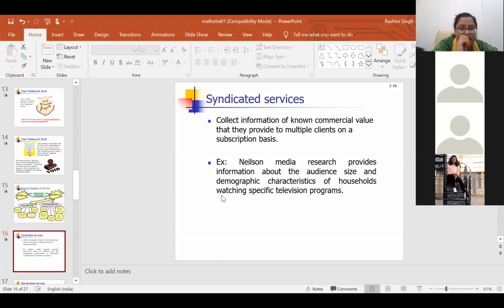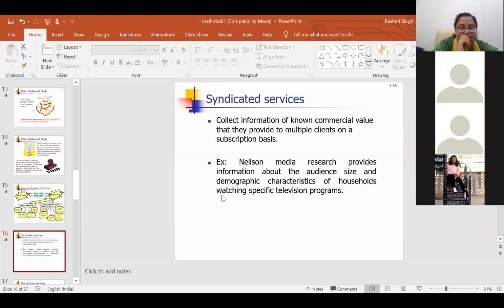So Nielsen Media will not work according to you. Actually, they will provide you general information. Nielsen Media Research will provide you information about the audience size, like in a family, at what timing, how many consumers are watching the television, and about their demographic characteristics, whether there are kids or not in the house, everything. They will provide you general information about the households, and you can use that information to decide whether I should advertise my product on television for that particular timing or not.